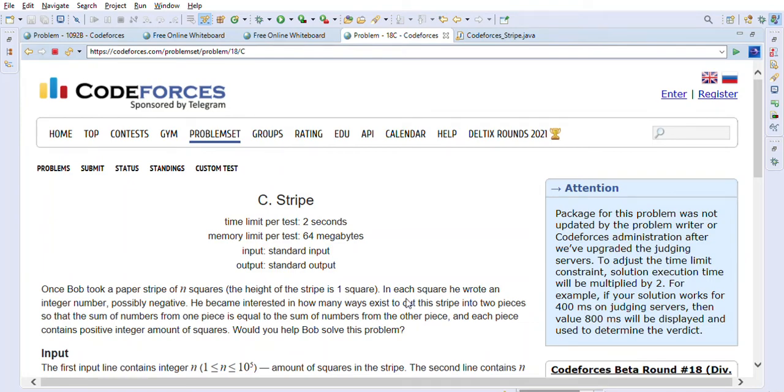Hi friends, welcome back. Today we are going to solve Codeforces problem Stripe.